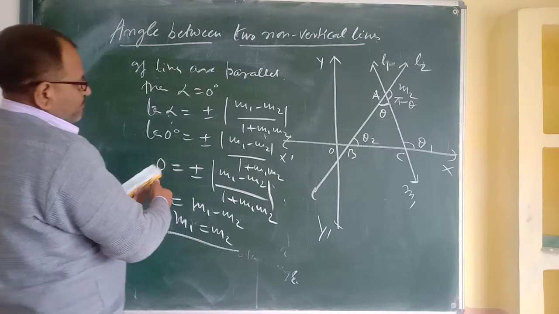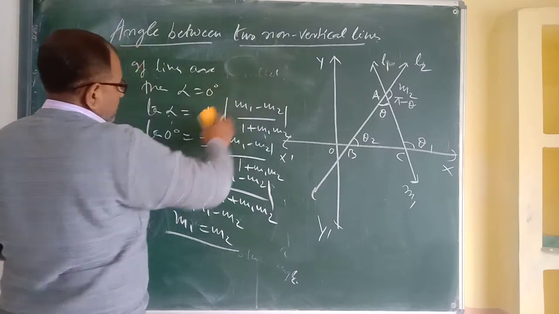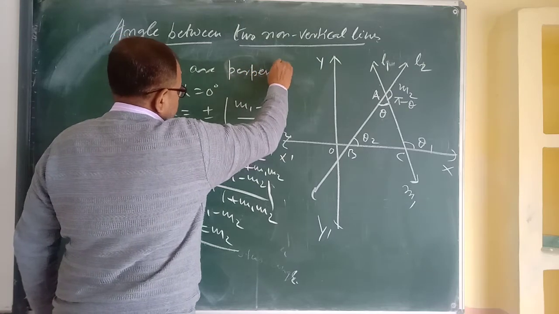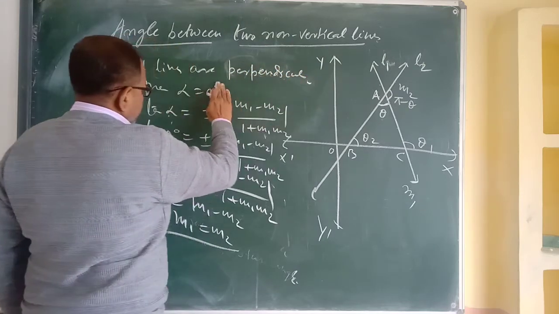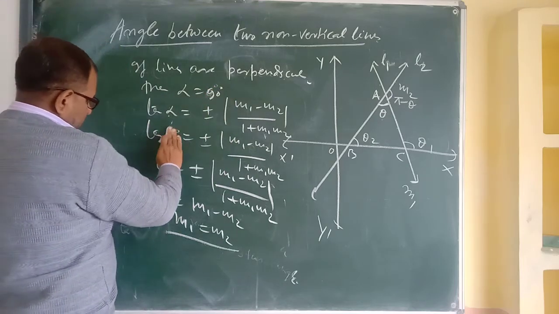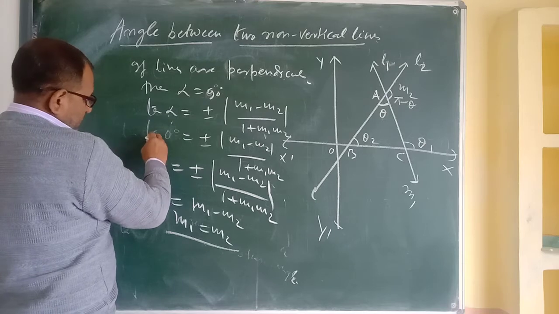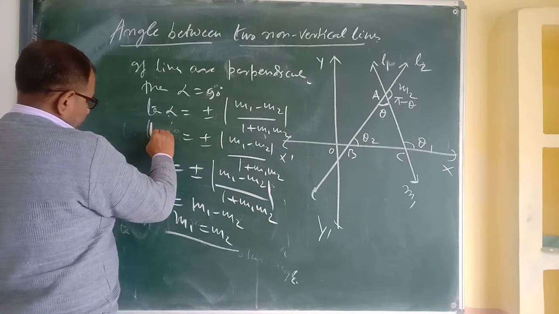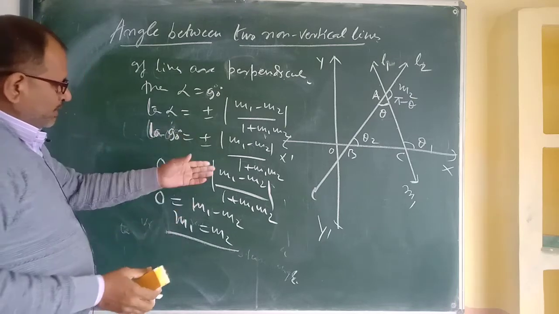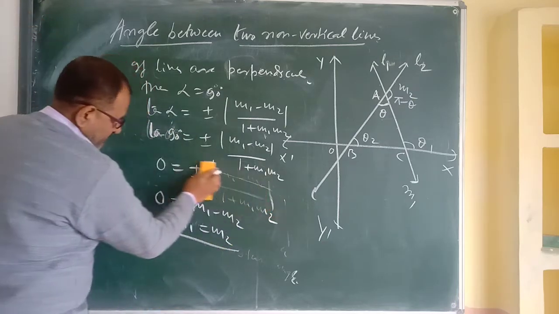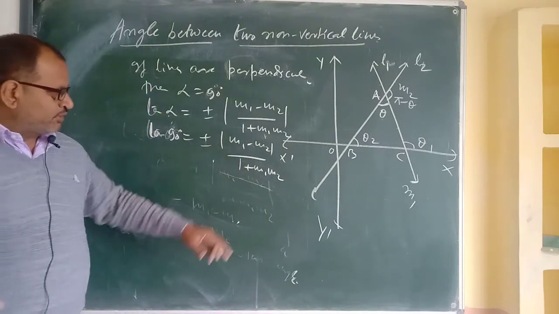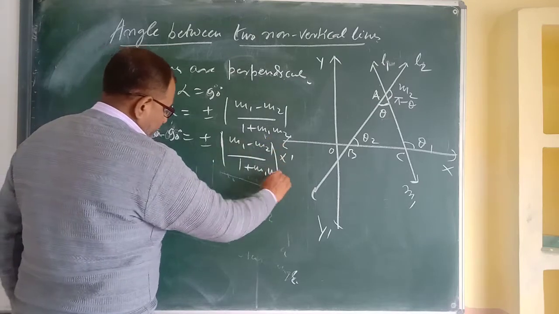And if lines are perpendicular, then theta, alpha will be what? 90 degree. So tan 90 degree is equal to plus minus m1 minus m2 upon 1 plus m1 m2.